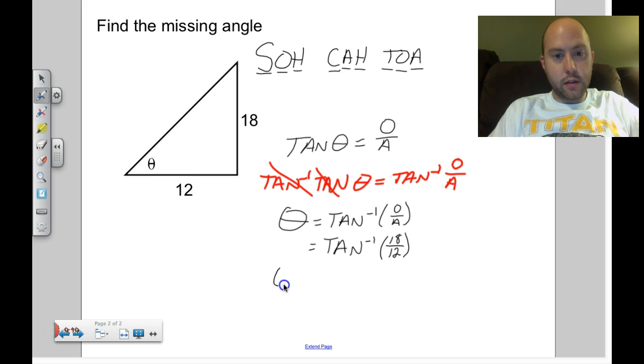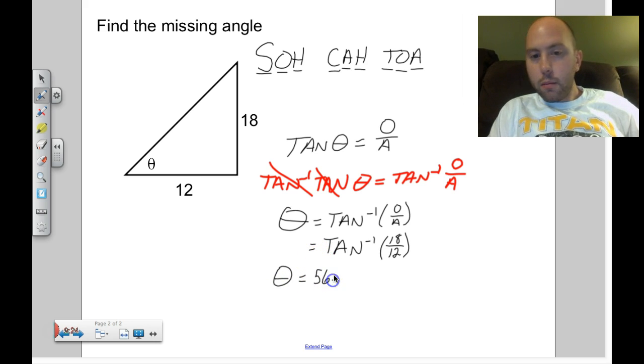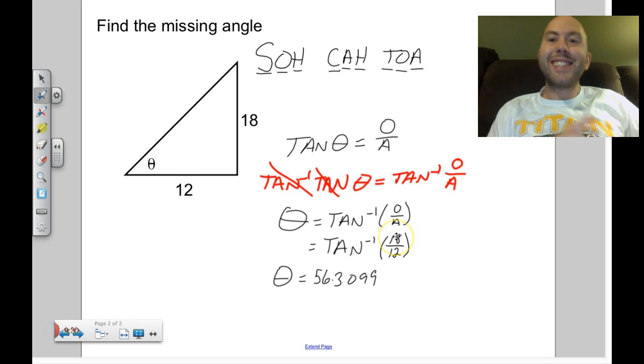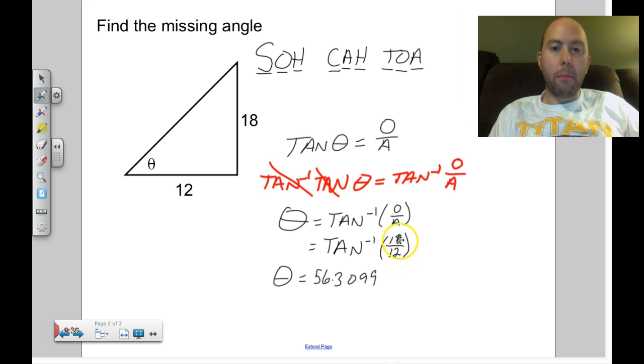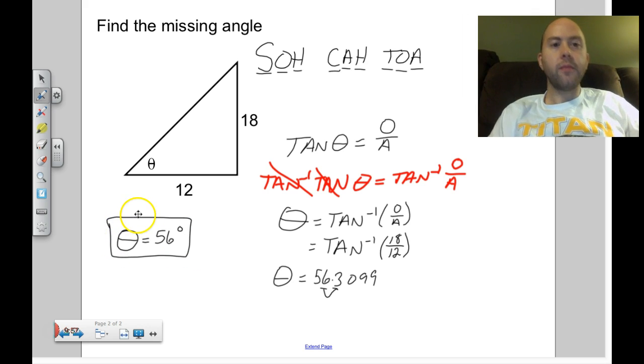So we got to do sig figs. 56.3099. Okay, since this is division, I want to do fewest number of sig figs. Well, both of these are 2 sig figs, so I should only have 2 sig figs. Start here. 1, 2. Look at the number next to the 6. It's a 3, which means keep it a 6. And my final answer is the angle is 56 degrees. And there you go.